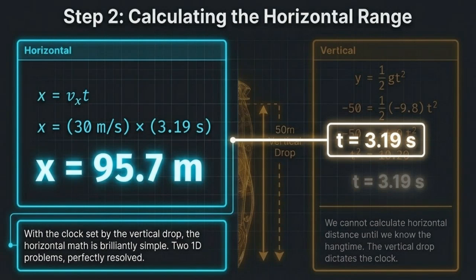Since horizontal velocity remains constant, we multiply it by the time to get the range. Here, the horizontal speed is 30 meters per second, and the time is 3.19 seconds, giving a horizontal distance of 95.7 meters. This approach breaks down the problem into two simple one-dimensional calculations, making it straightforward to solve. The vertical drop sets the timing, which is crucial before determining how far the object moves horizontally.